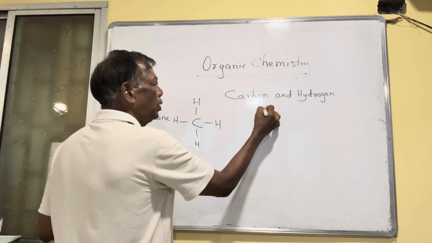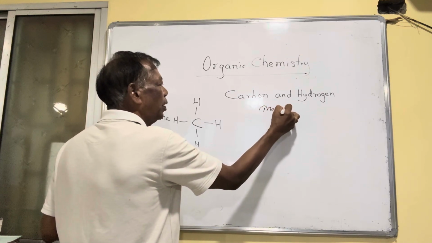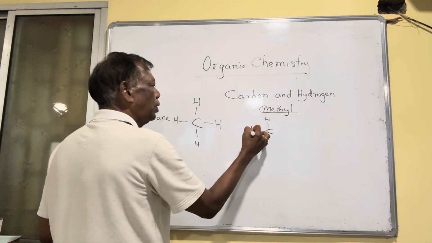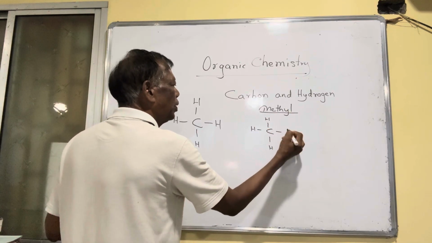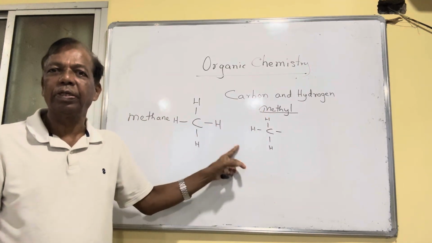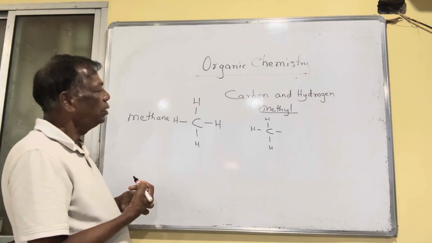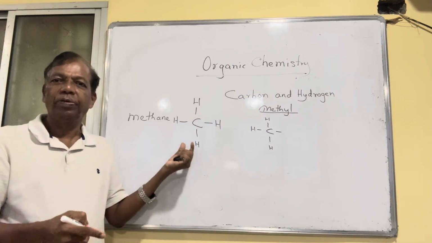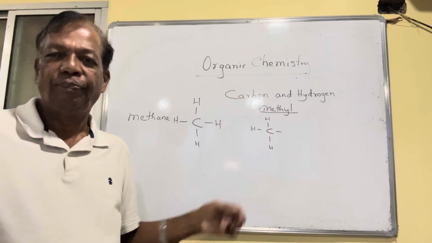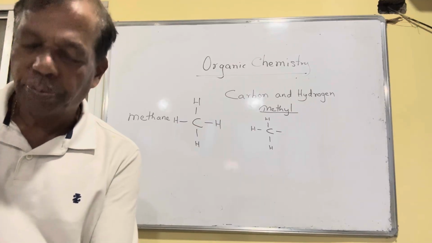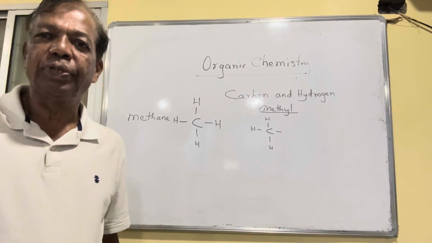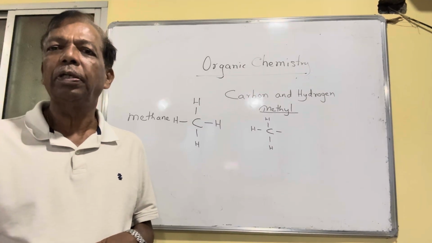When I remove one hydrogen, it becomes methyl. It is drawn like this: H, H, and H with the bond still vacant. This radical is called methyl. So when we write any compound, you have to take into account that carbon has 4 bonds. If there is a shortage of bonds, then it is satisfied by putting either a double bond or a triple bond.